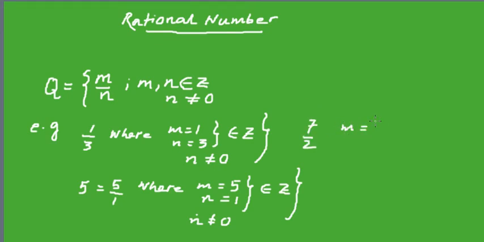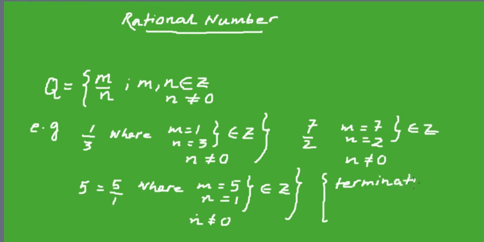Where m is equal to 7, n is equal to 2, both belong to the set of integers, n is not equal to 0, so 7 by 2 is also a rational number. So from the examples we can come to a conclusion that 7 by 2, a terminating number, is a rational number, 5, a whole number, an integer, is also a rational number, and 1 by 3, a non-terminating number, is also a rational number.